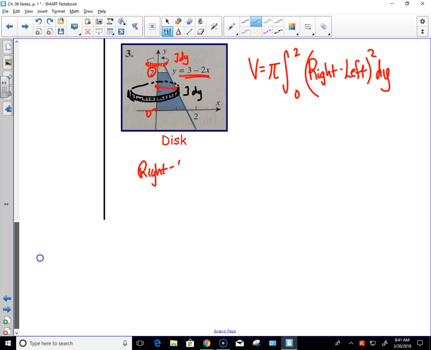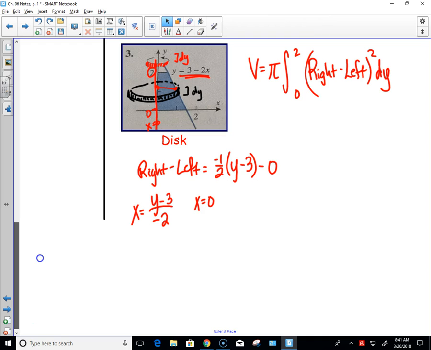I need the left to be in terms of y. So I'll have to go ahead and solve for x, dividing by negative 2. And then x equals 0 is my left. So right minus left will be negative 1/2 y minus 3 minus 0. I would have to get x by itself. For those of you I lost in the algebra, all I did was subtract the 3 and divide by the negative 2.